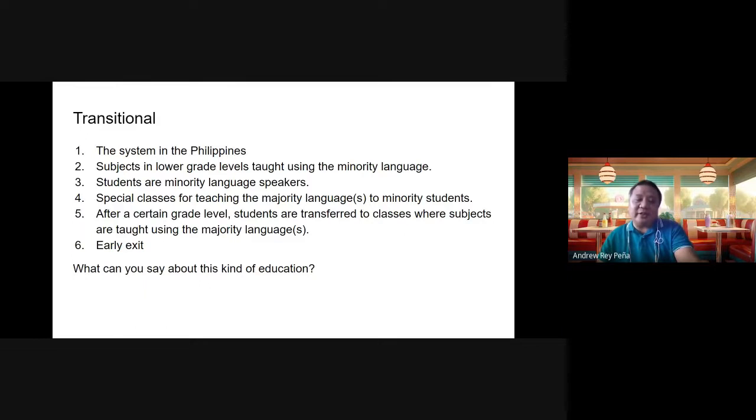And then there's early exit, meaning the students leave the system at a low level, only in grade 3. Some people recommend at least grade 6, but it's just grade 3, after which they leave the system. So it's called early exit.